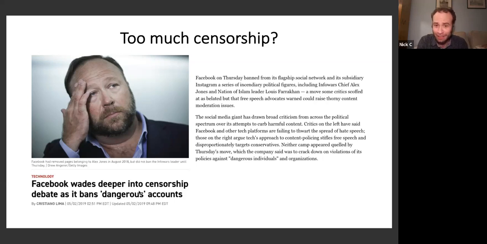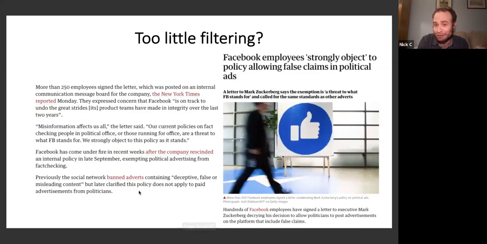It's being attacked for censoring political views on one side. On the other side, it's also being attacked for allowing lots of fake news and various damaging things to get through. So basically, it's a classic case where you've got an institutional set of arrangements that is over-regulated according to some, and under-regulated in other ways.